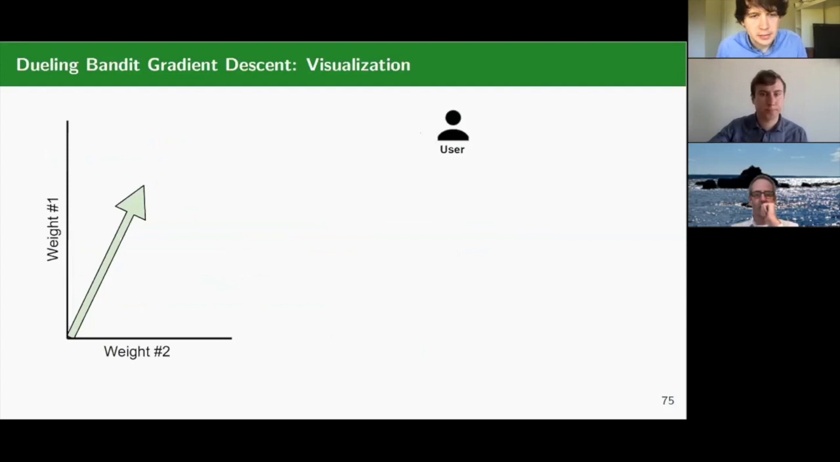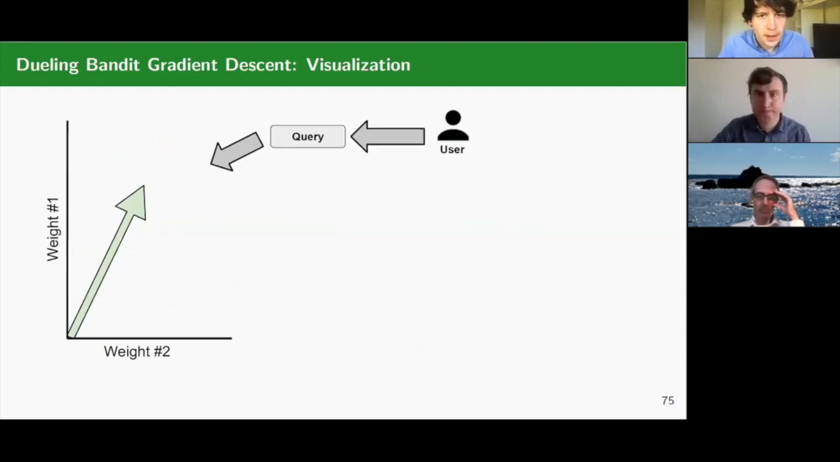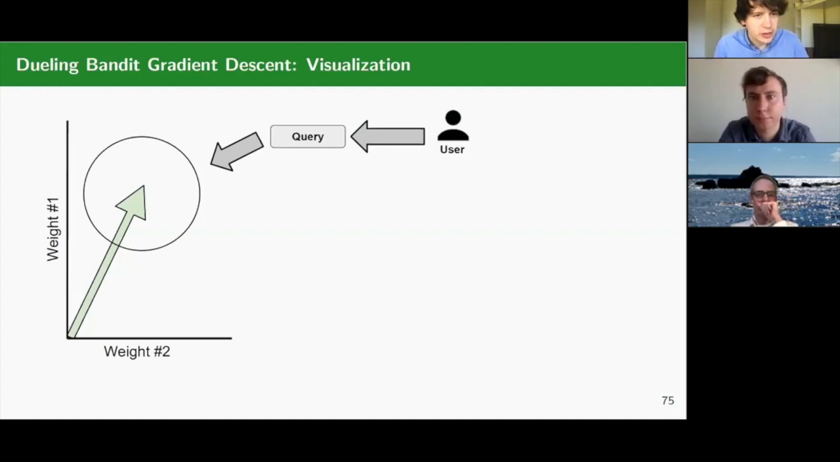Let's look at that again, but this time with a visualization. Over here we have the user. Here we have our model. Our model has two parameters, two weights, visualized by this vector over here. The user issues us a query. It wants results for this query, of course. But first we're going to look at the unit sphere around the model. So a unit circle, because we're in 2D space, will uniformly sample from this circle.